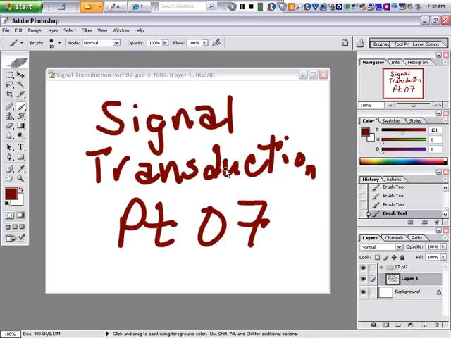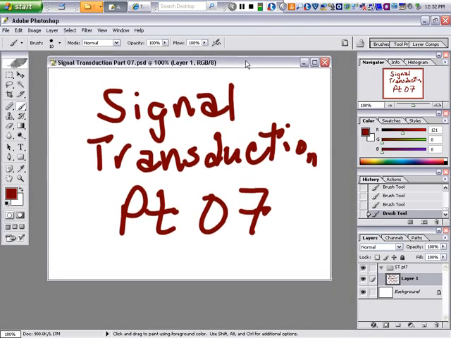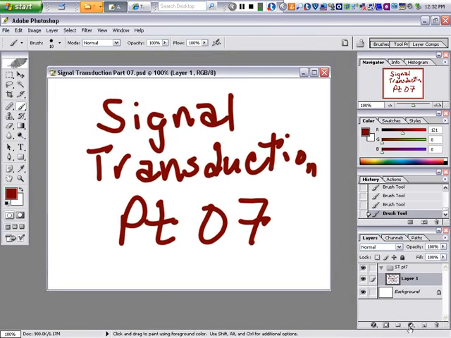Hello students, welcome back. This is going to be a continuation of where we left off last. Signal transduction part 7. And I wanted to add one thing to signal transduction before we left the beta 1 adrenergic receptor.